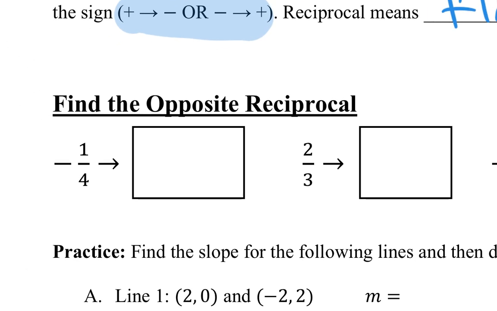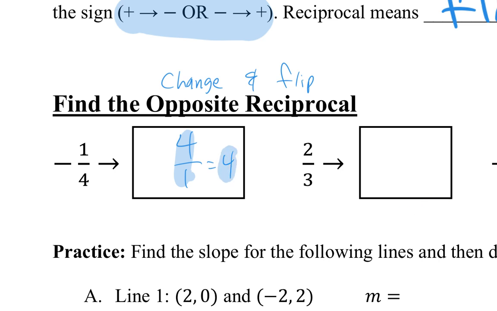Find the opposite reciprocal. Okay, so opposite reciprocal, we're going to think change and flip. So we're going to change the sign and flip it. So instead of negative, it's going to be positive. Instead of 1 over 4, it's going to be 4 over 1. And that also reduces into just regular 4, right? So either one of those would be correct, 4 over 1 or positive 4.